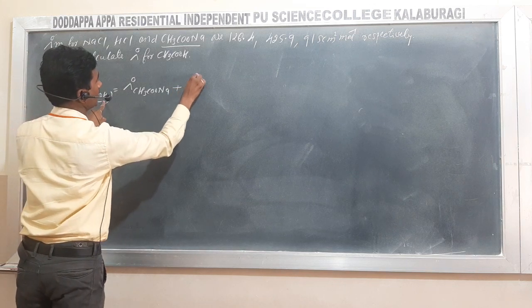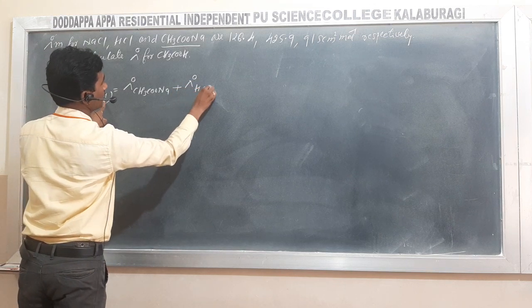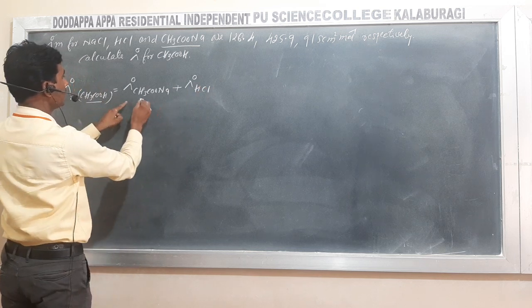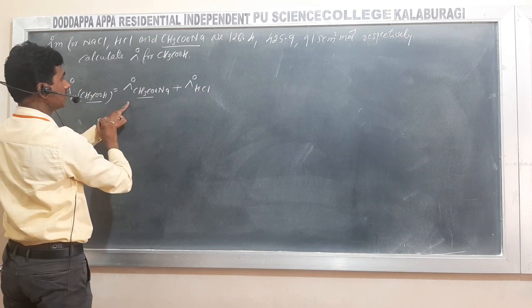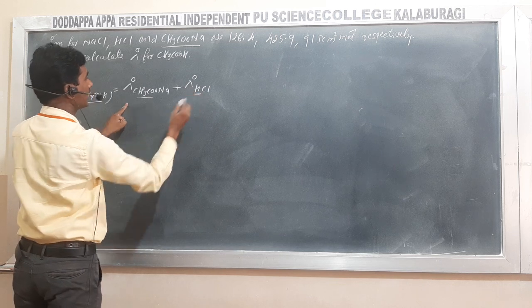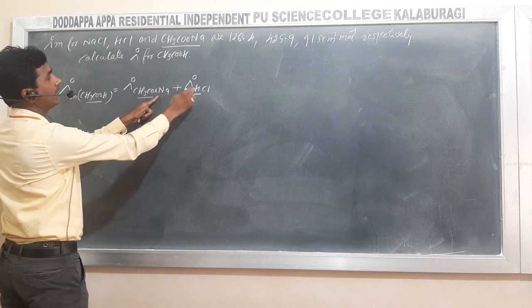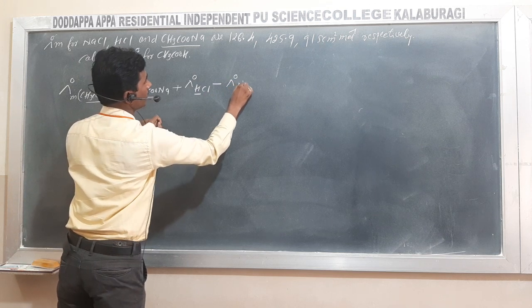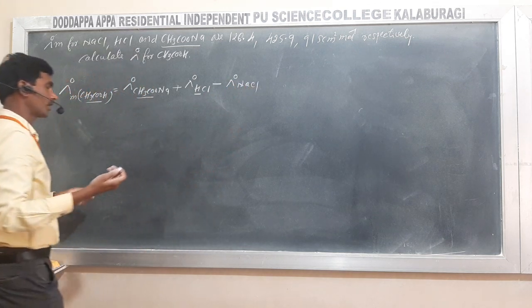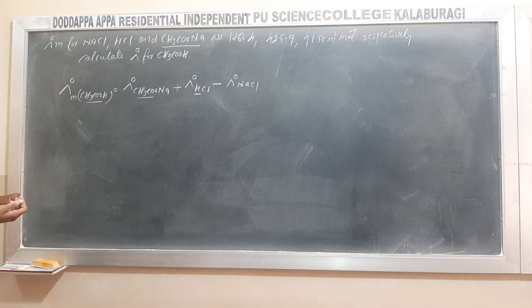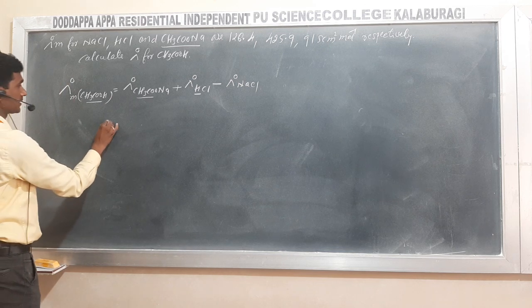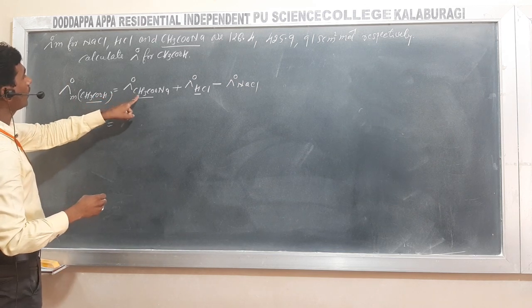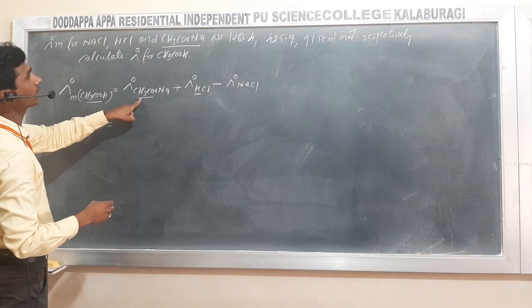Add HCl. This is the molar conductance of HCl. So here we get CH3COO plus H. Which is the extra here? Na and Cl, and you have to subtract. This is the limiting molar conductance of NaCl at infinite dilution.